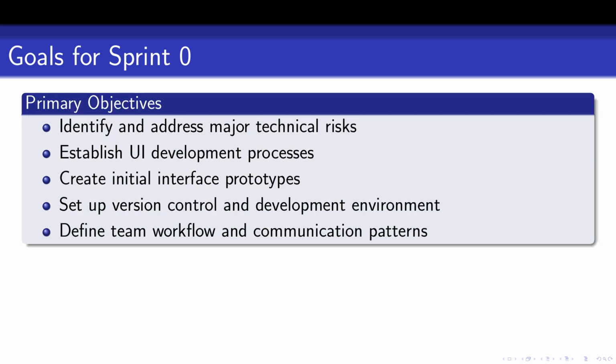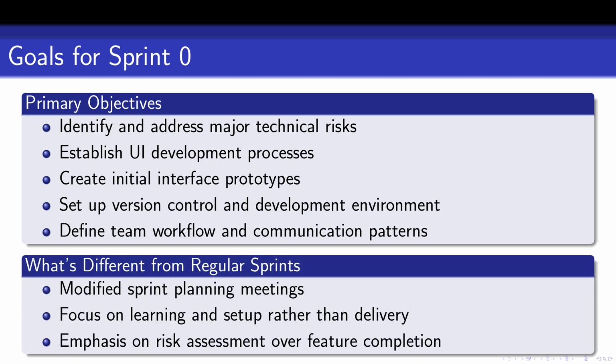The goals for Sprint Zero are straightforward. They include identifying major technical risks, establishing UI development processes, creating initial prototypes, setting up version control, and defining team workflows. Sprint Zero is different from regular Scrum sprints. In Sprint Zero, planning is modified to focus on learning and risk assessment rather than delivery of features.